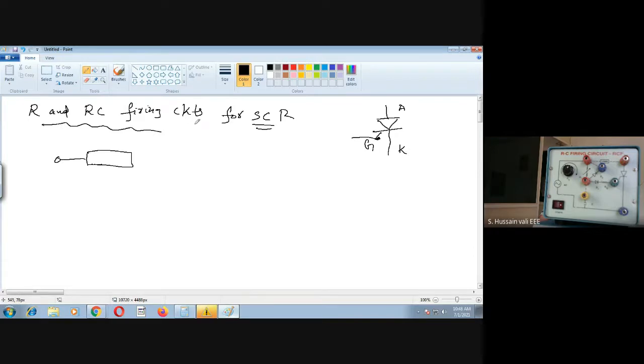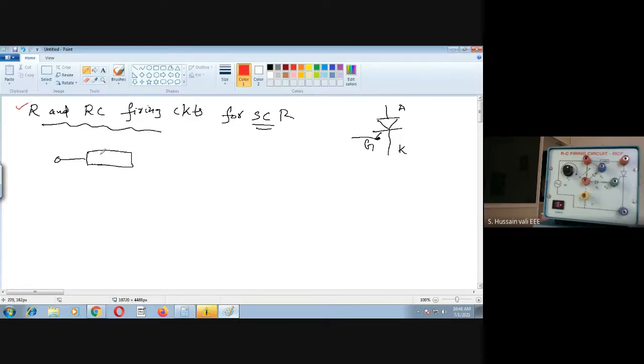Of course, other than this, there are some advanced firing circuits, but for this laboratory purpose, these are the basic circuits, and the advanced circuits are developed from these basic circuits only. So it's wise to study the basic circuits first. Two circuits are there. First is R, another one is RC. We will take them one by one.